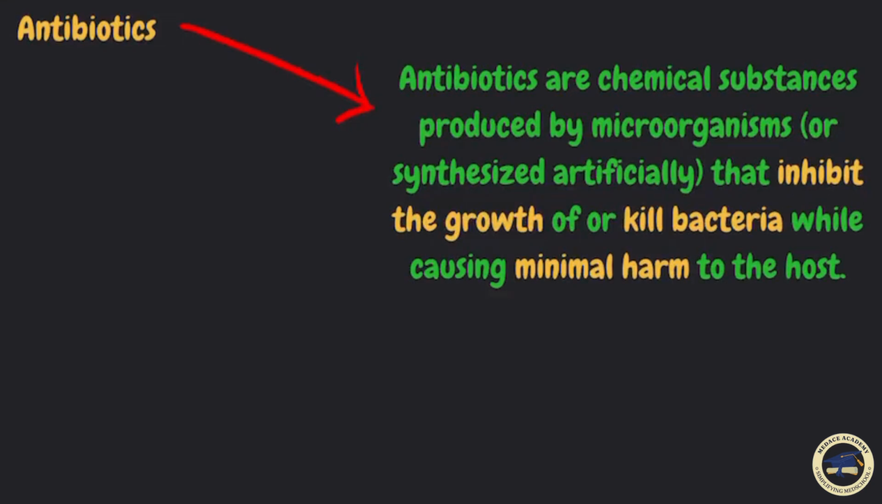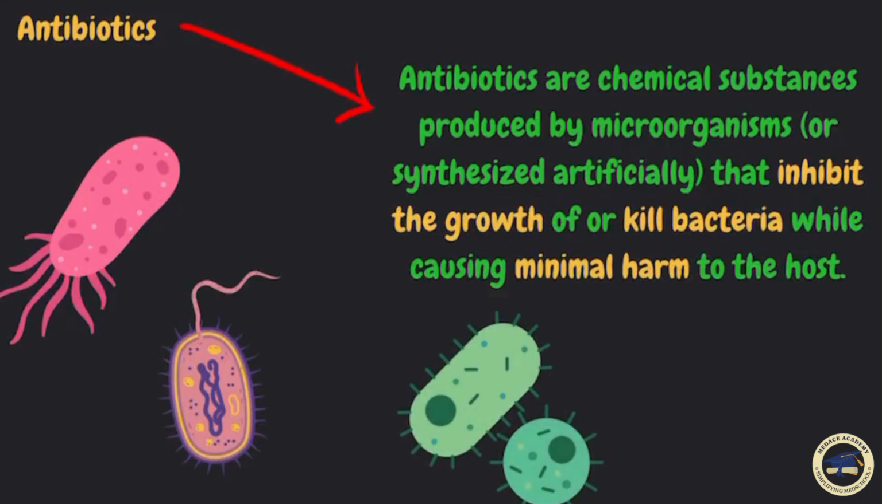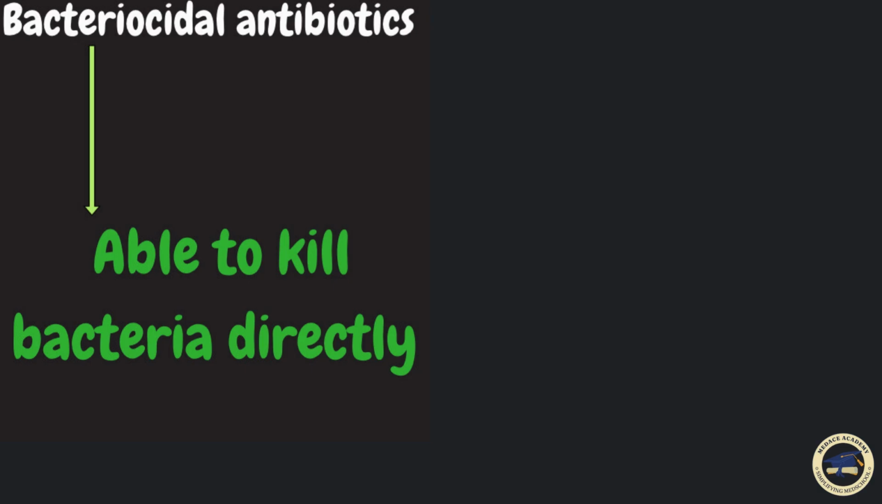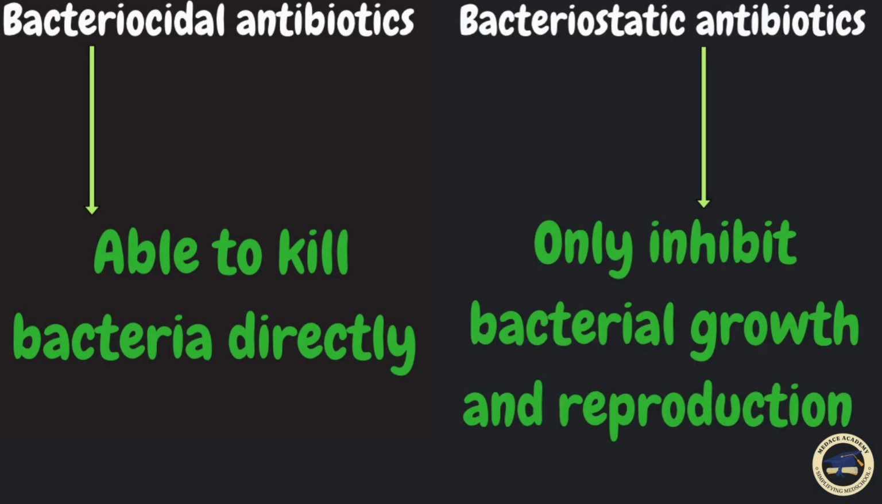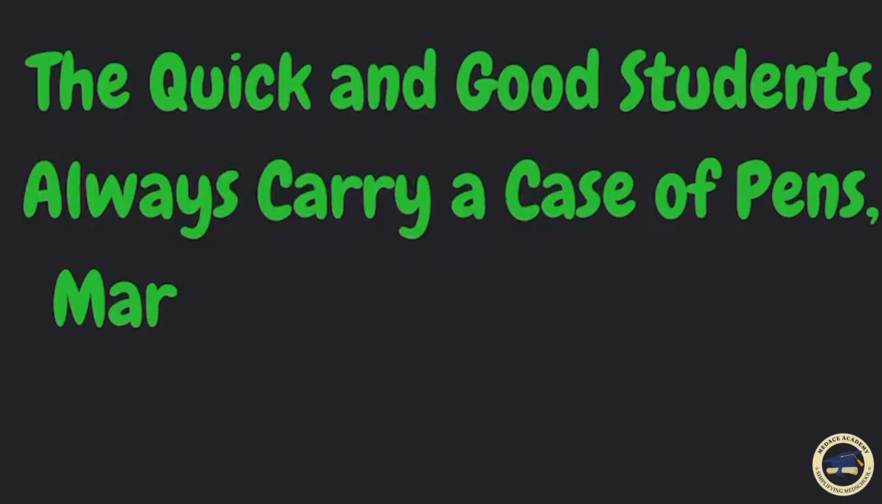By definition, antibiotics are compounds or chemical substances that are produced by microorganisms, or they can also be synthesized artificially, but they inhibit the growth of bacteria or they can kill bacteria while causing minimal harm to the host. If they cause death to the bacteria, we call them bactericidal, and if they only inhibit growth, we call them bacteriostatic antibiotics. Okay, now that we know what they are, let's look at the mnemonic.